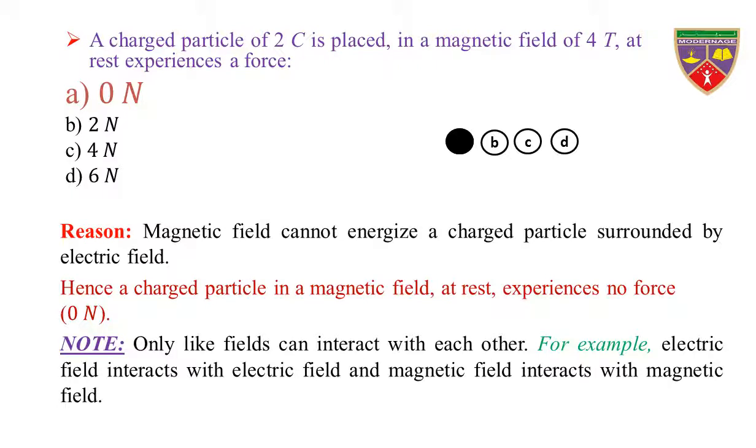Note: only like fields can interact with each other. For example, an electric field interacts with an electric field and a magnetic field interacts with a magnetic field. An electric field cannot interact with a magnetic field. Therefore, the charged particle at rest remains at rest in a magnetic field.